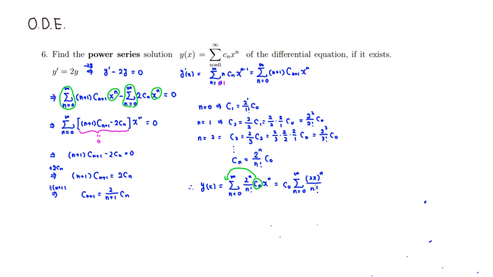And we actually recognize this. You can see that this is the power series for the exponential function. So this is going to be C0 e to the 2x. This is the power series solution, but you can actually find a function corresponding to that power series. Alright, that's it. I hope that this was clear.